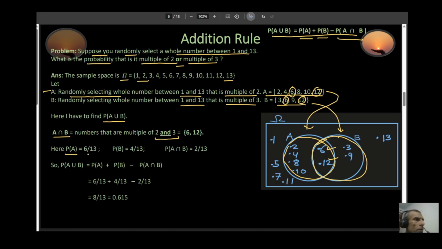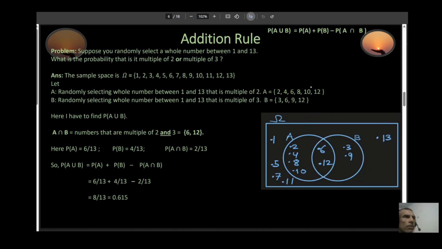So here my probability of A would be 6 over 13 because there are 6 elements in here. Let me just remove everything. So this one actually has 6 elements. This one has 4 elements. So probability of A would be 6 over 13 because there are 13 elements in your sample space. Probability of B would be 4 over 13 because there are 4 elements in event B. And probability of A intersection B would be 2 over 13 because there are 2 elements over here. You can count that. It's only 2 elements.